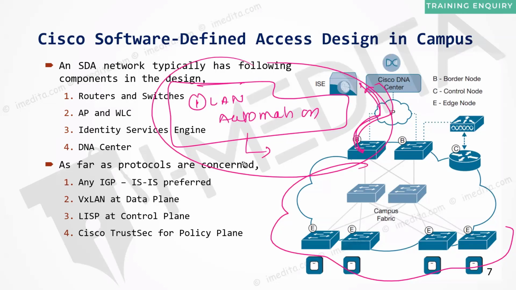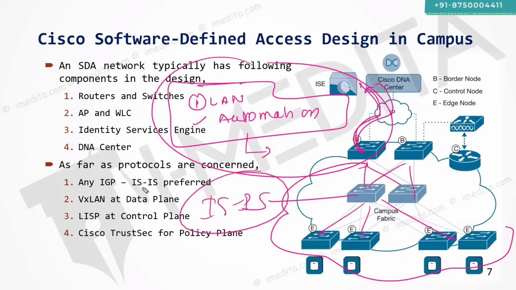We don't even need to build the underlay network manually. I will show you. We don't need to do that. It is completely automatic. When the DNS Center builds the underlay network automatically, when we use this LAN automation, you will notice that the DNS Center will build the network based on the protocol called ISIS. It is how it is designed to do. When the DNS Center builds the underlying infrastructure automatically, it will use a protocol like ISIS.